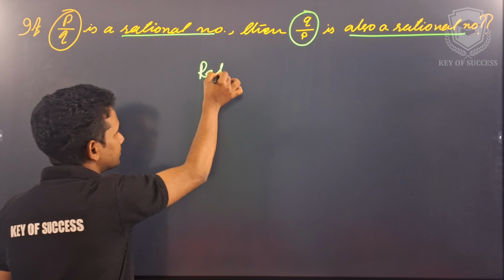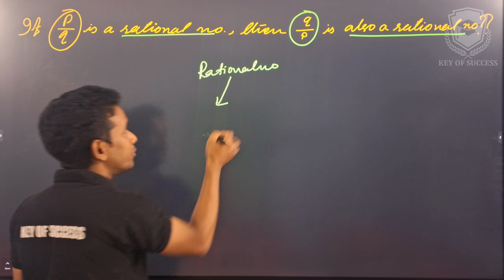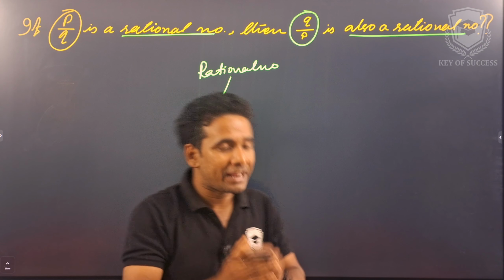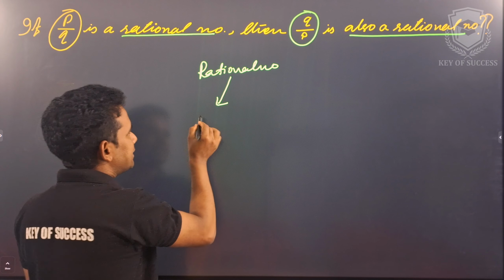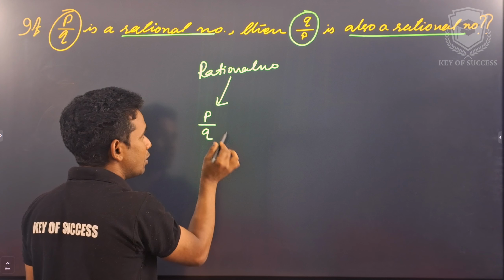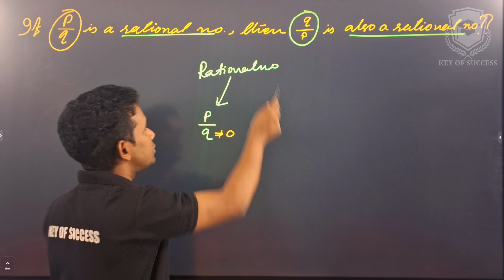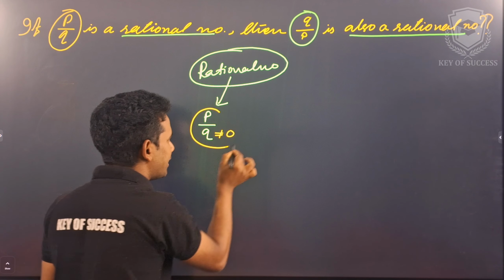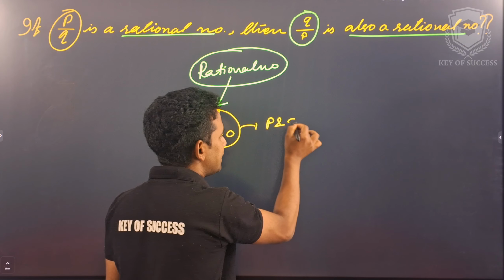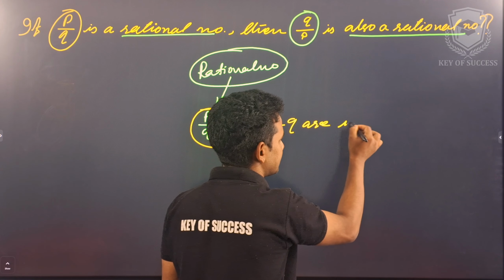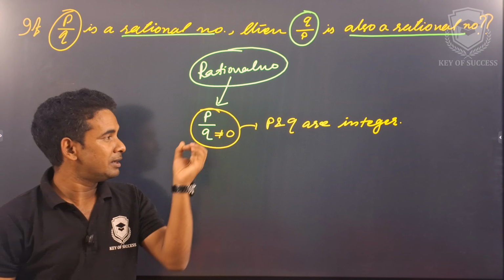Rational number means what? Rational number means it is a number which we can write in the form of a fraction. Fraction means what? Numerator divided by denominator. So that is the one we will write here, P divided by Q, where you have to remember Q is not equal to 0. Any number which we can write in the form of P divided by Q, where Q is not equal to 0 and P and Q are integers.